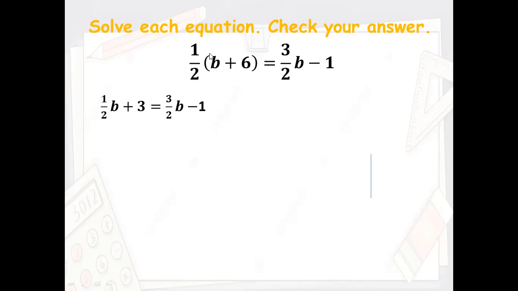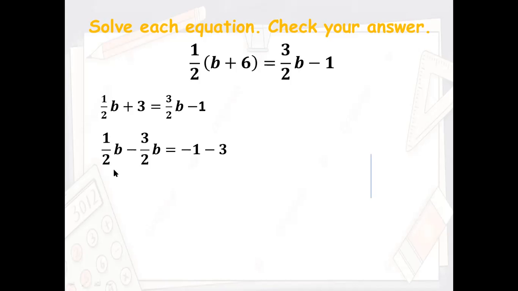So we have multiplied half with b and half with 6, and then this remains the same as we have nothing to do here. Next step, numbers together, variables together. So let's move the variables together. So half b, I brought the 3 over 2b. Now here it's positive, because it's moving to the other side, it became negative. Now numbers, here it's negative 1. It's already on the right hand side of the equation. This is negative 1. I'm only moving the positive 3 to the other side, so that will become a negative 3.